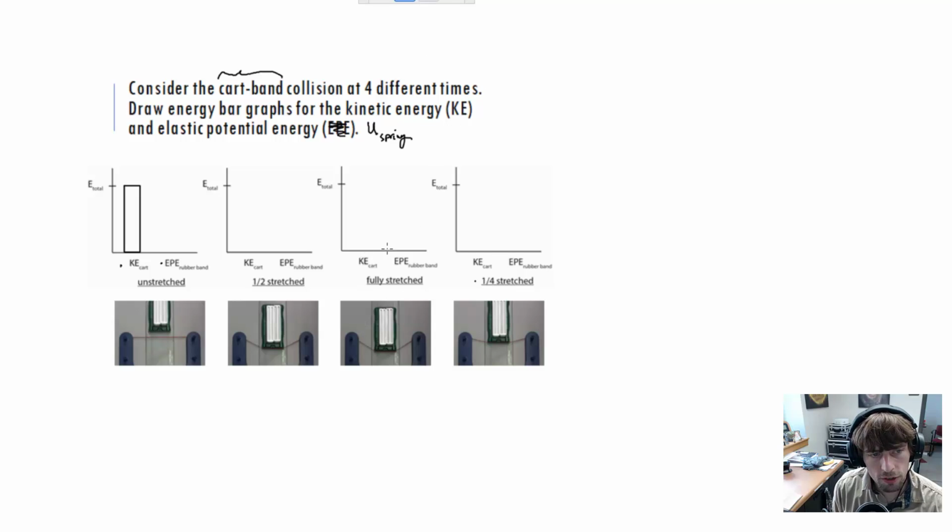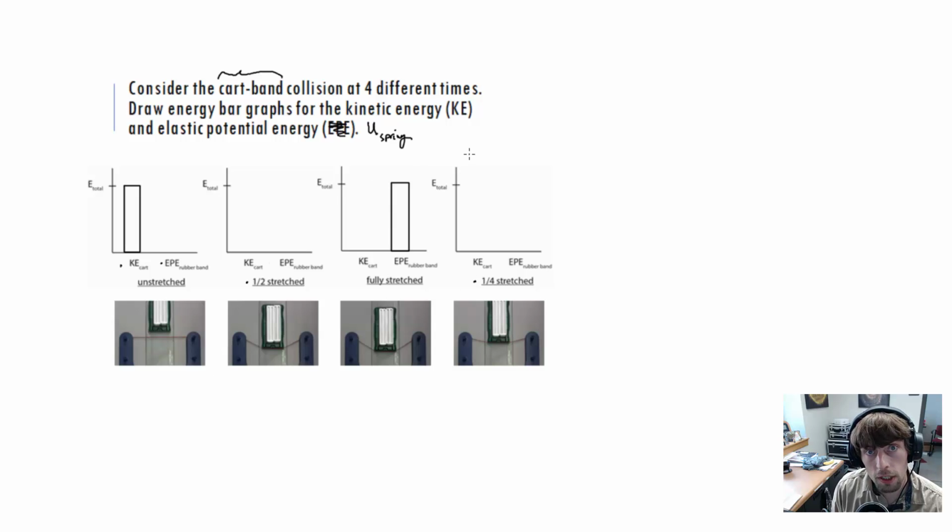And fully stretched, should start there, keep going. Fully stretched means that the cart's no longer moving. All of my energy must now be stored as elastic potential energy. So unstretched, all the energy is kinetic. Fully stretched, all of the energy is potential. And now we have to figure out, what do the bar graphs for the kinetic energy and the elastic potential energy look like when it's halfway stretched or when it's a quarter stretched?